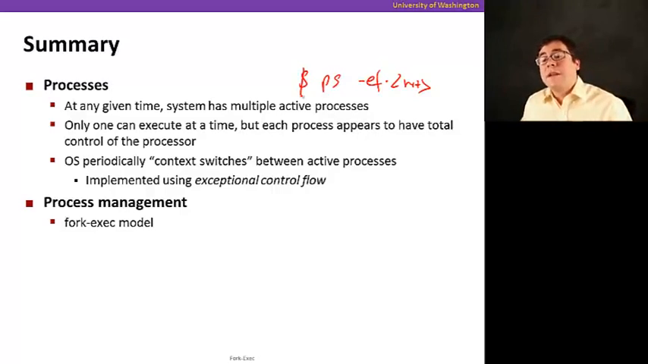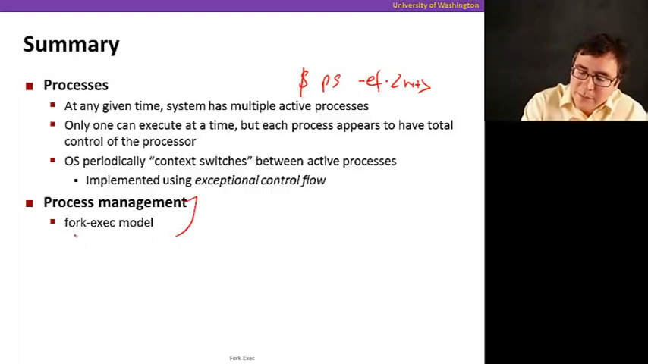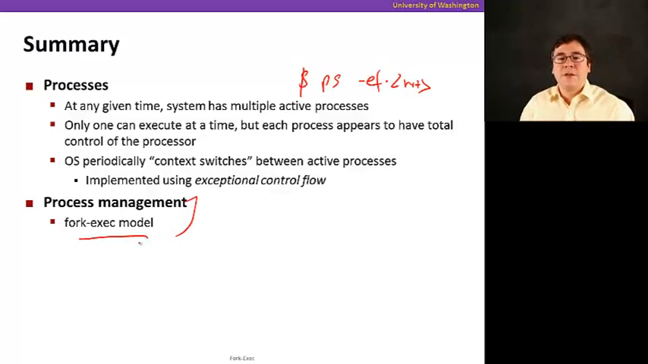But if you have a single CPU, only one can execute at a time, and the process has the illusion that it has full control of the CPU. That's pretty cool, right? It's a really important abstraction. From time to time, the OS has to do a context switch, because with a single CPU you want to give the illusion that things are running at the same time. So it keeps bouncing back and forth between the running processes. And we do process management with this fork-exec model that you just learned. That concludes our section. See you soon.